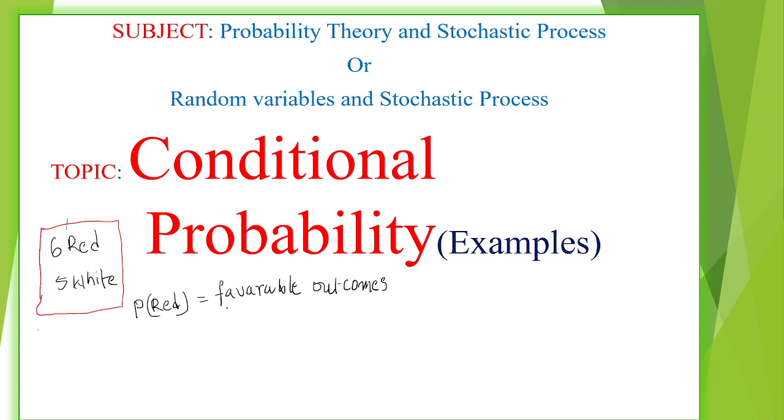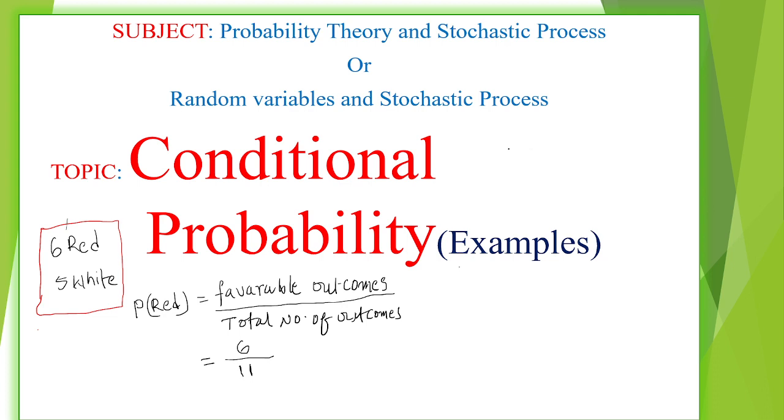Here you can see, the favorable outcomes to get a red ball is 6. Total number of outcomes: in this box, this is without any condition, 6 favorable out of total number of outcomes, which is 6 plus 5, 11. This is the probability to get a red ball without condition.